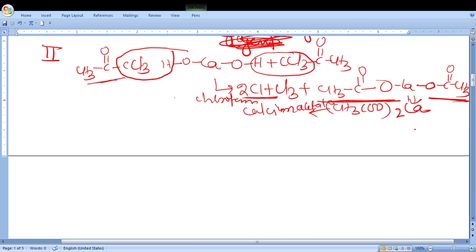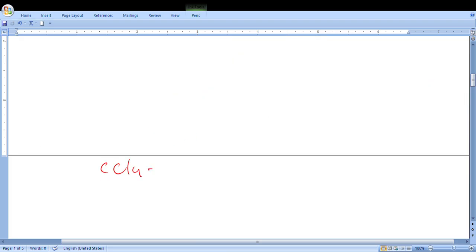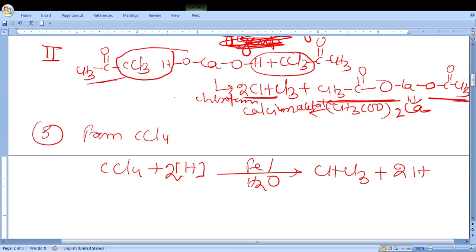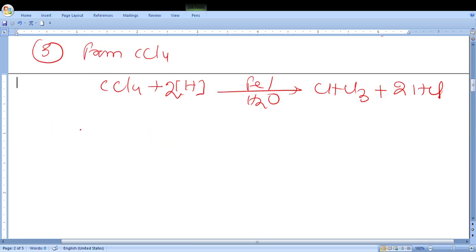Now we are coming to the next method of preparation, number 3, from CCl4. So CCl4 on reduction in presence of Fe and water gives rise to CHCl3 plus 2HCl molecule. This is the third equation.